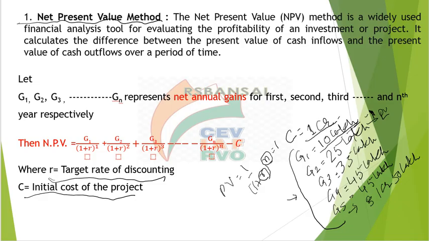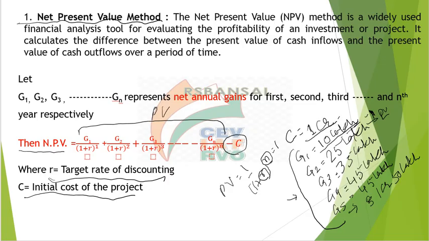So what we do, first of all, we find out the present value of all the future cash inflows. For the first year, you will divide it by 1 plus r raised to power n. Second year's cash flow will be divided by (1 plus r) squared, plus the third year will be divided by (1 plus r) cubed, and so on, (1 plus r) raised to power n. This is the present value of all the future cash flows. From it we will deduct the initial outlay or initial cost of the project. So that will give you net present value.